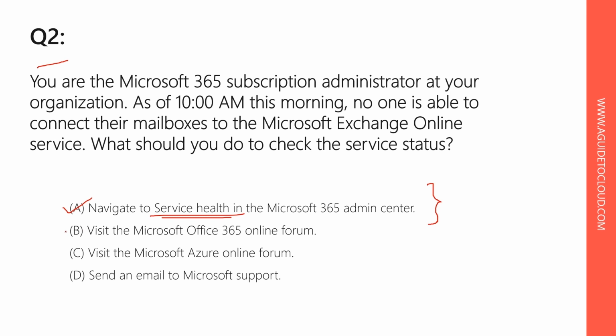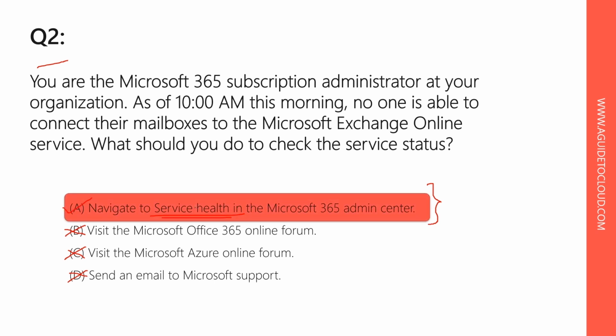Let's read through the other options as well. Visit the Microsoft 365 online forum. Maybe somebody will post there, but that's not an effective way and it will take more time. Visit the Microsoft Azure online forum. Again, going to an online forum is not to check the service availability, it is to check certain support tickets or to find out details about your technical difficulties. Or send an email to Microsoft support. Yes, you can do that, but it will take a lot of time to get a response. So the best and the right option is to go to Service Health in the Microsoft 365 Admin Center.